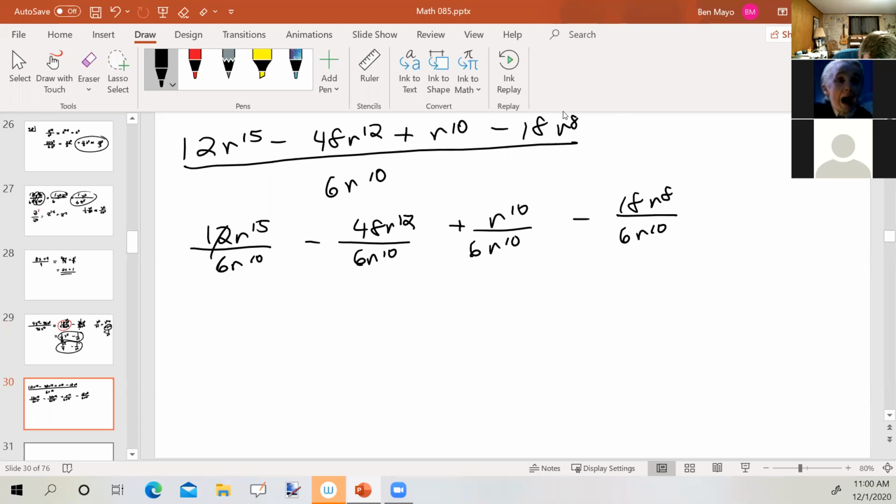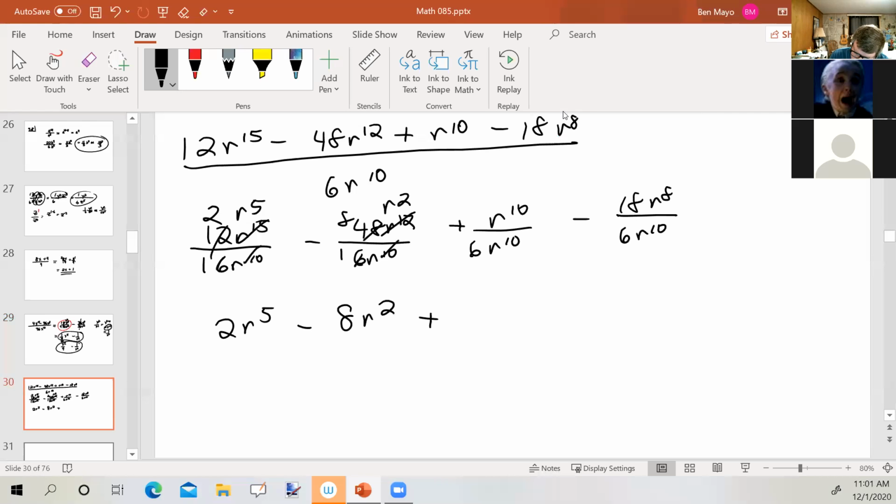12 over 6 reduces to 2 over 1. r to the 15th over r to the 10th would be r to the 5th on top. 2r to the 5th over 1 reduces down to 2r to the 5th. Minus 48 over 6 is 8 over 1. r to the 12th over r to the 10th is r squared. That reduces down to 8r squared.